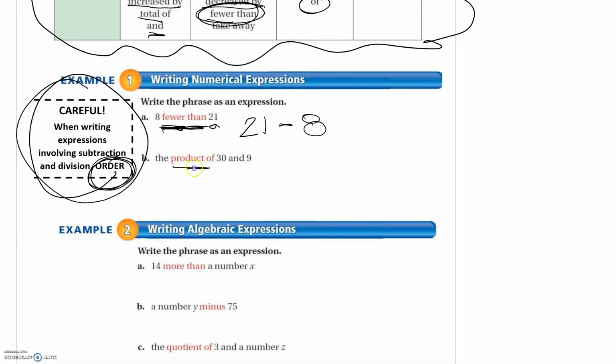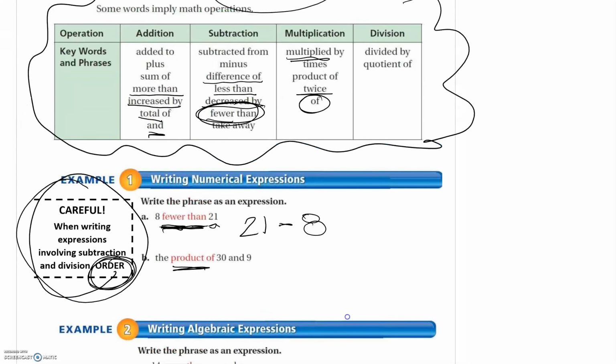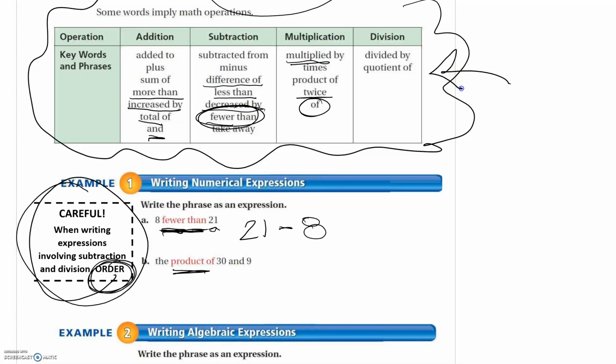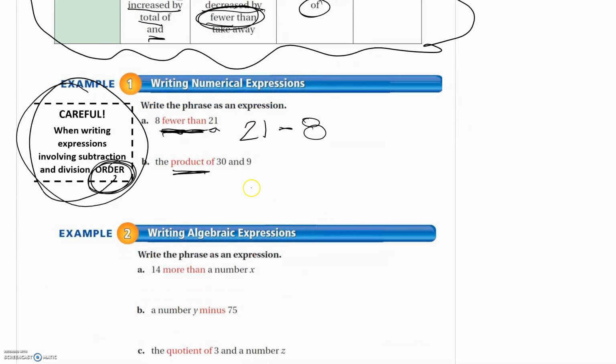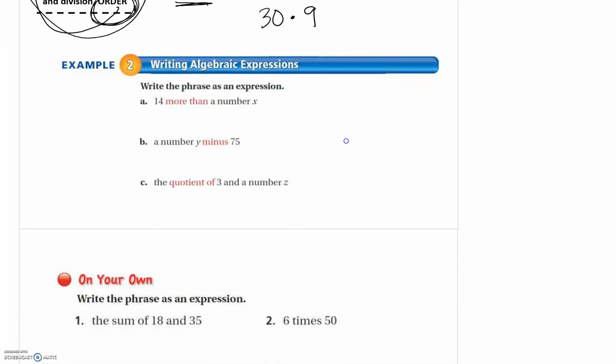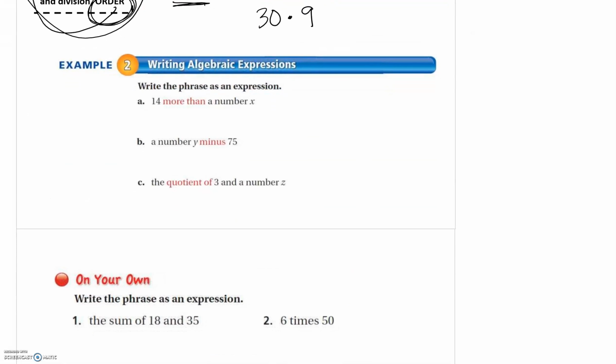Now the product of. Again, if you don't remember what product might be, go back to our box up here. Product would be multiplication. So I would say the product of 30 and 9. All right, example 2 here. Example 2 is just more, except that we are going to be using variables in our expressions. So this is definitely algebraic.